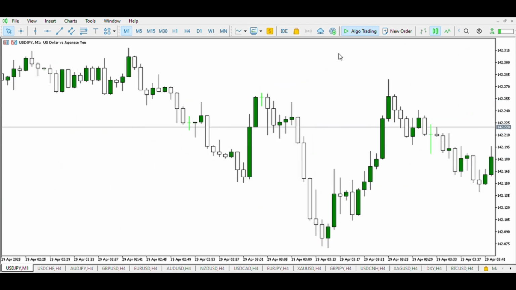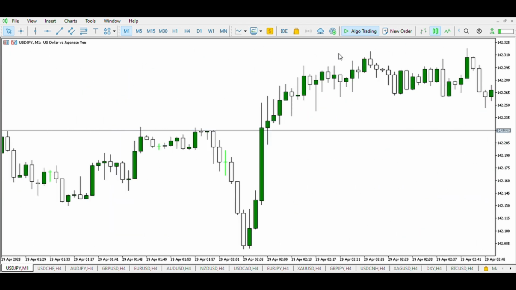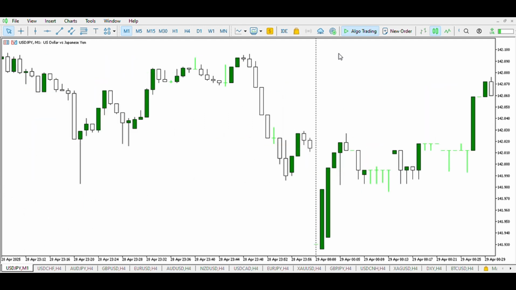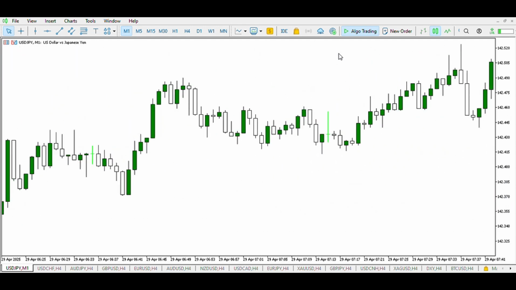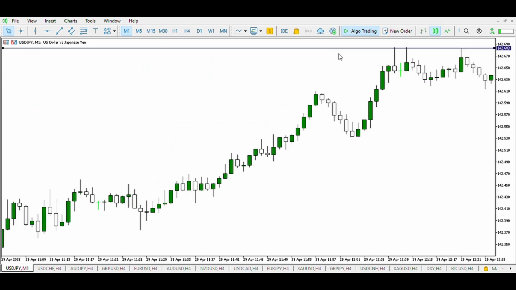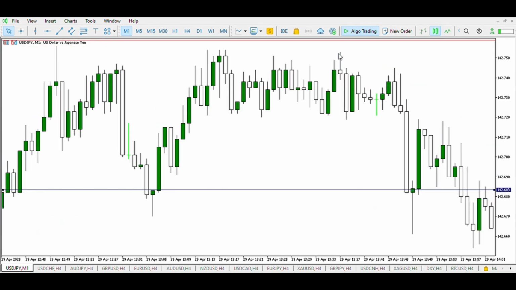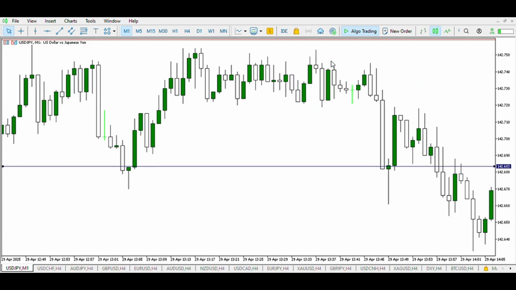Since we are not satisfied with the entry on the last time frame, so on the 1 minute, what do we have? I'm checking out the zone. I can't see it clearly. Is it here? I can't spot it clearly.